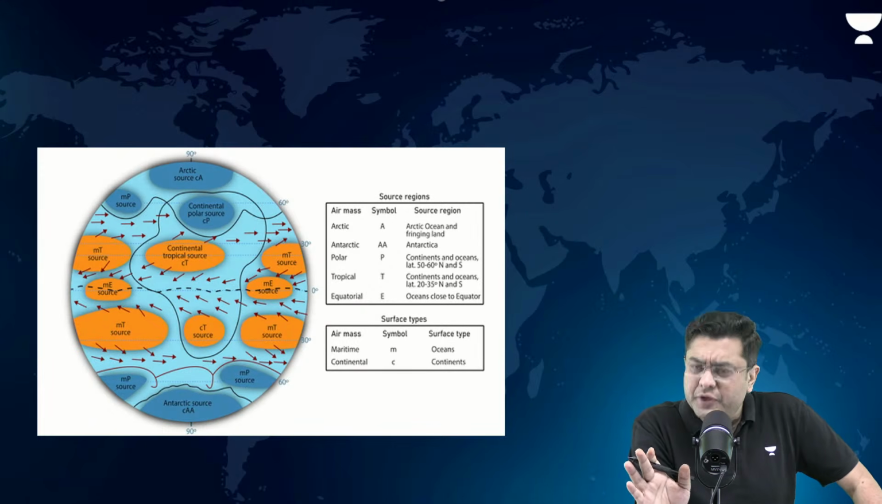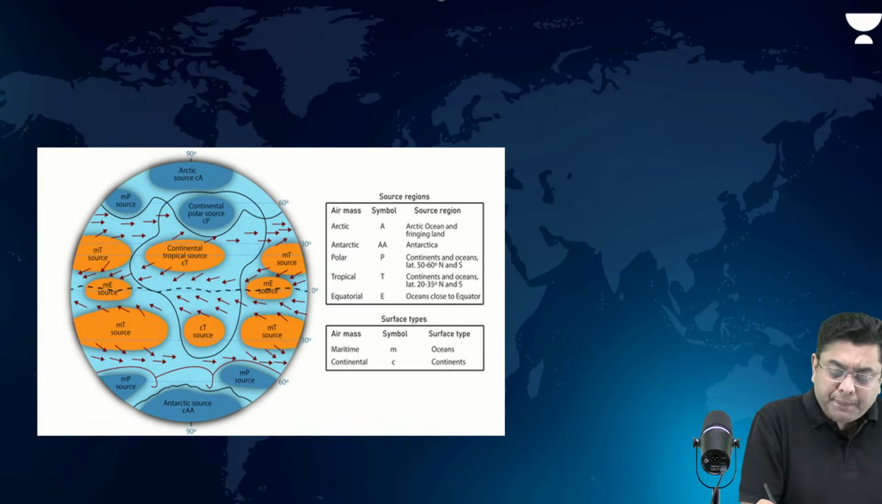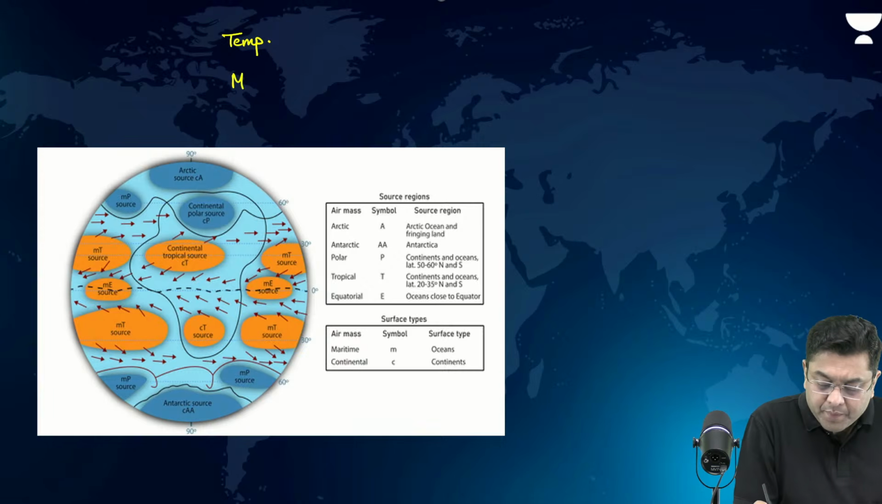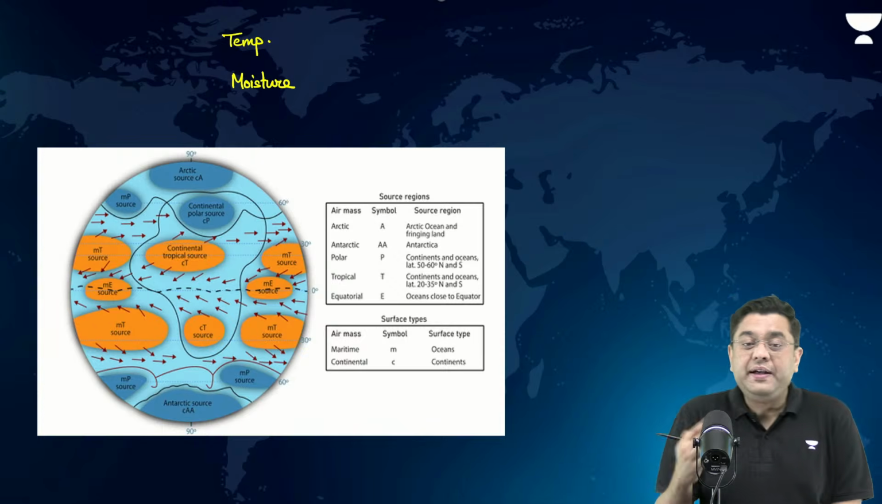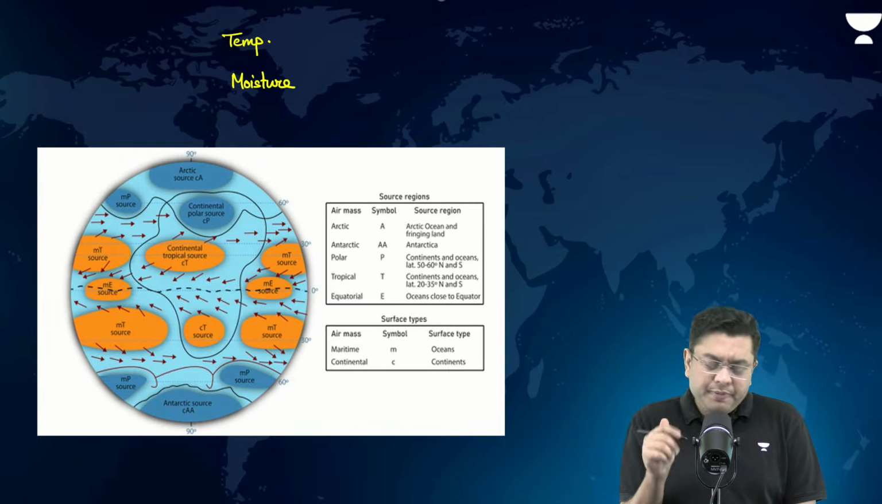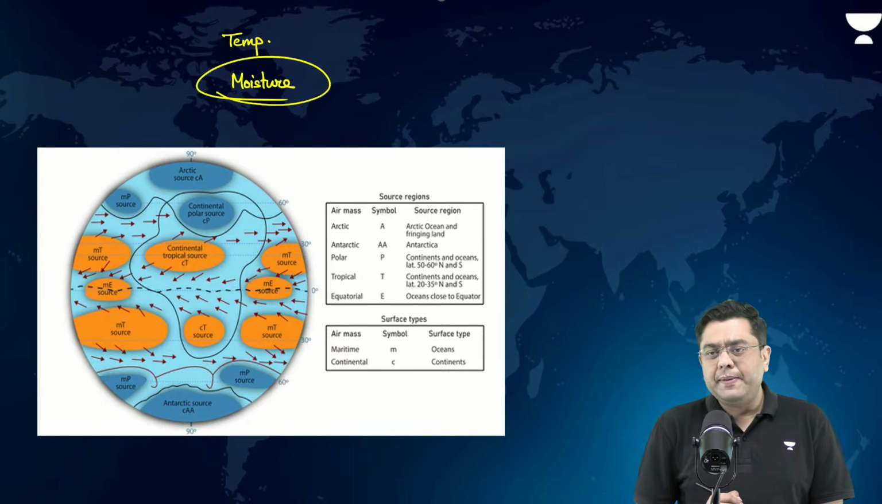So understand this. First of all, air will have two major properties. One is the property of temperature, another is the property of moisture. Air can be hot or cold, or air can be dry or humid. Fair enough. Now, let's first tackle the case of the moisture content.